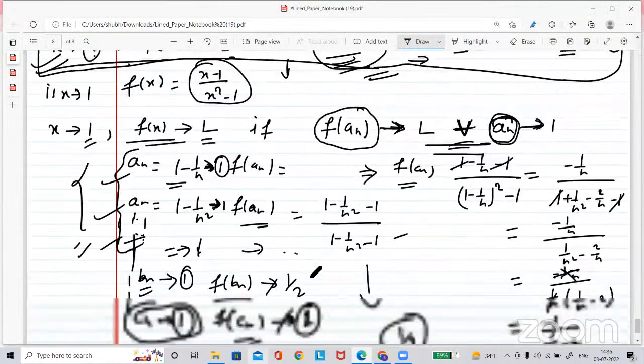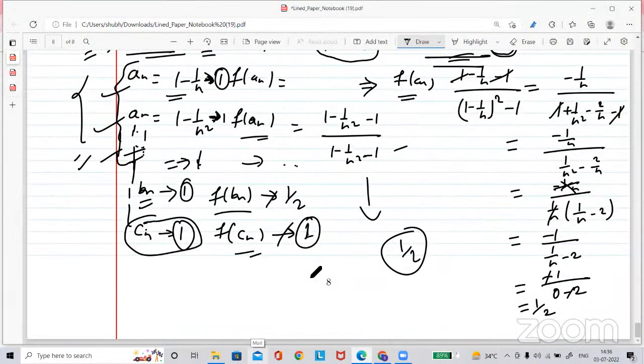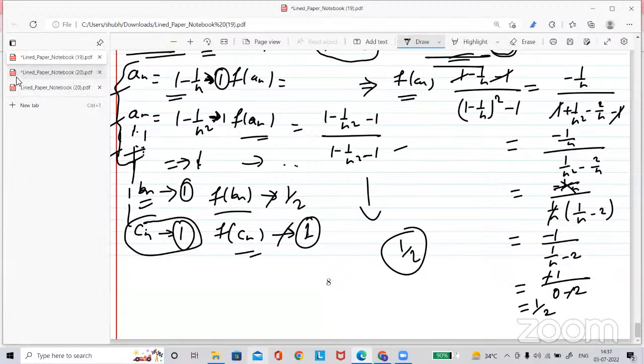Then we'll discuss the sequential approach, the curve approach, and the sandwich approach or substituting approach, to find a limit or to decide whether a limit exists or not.